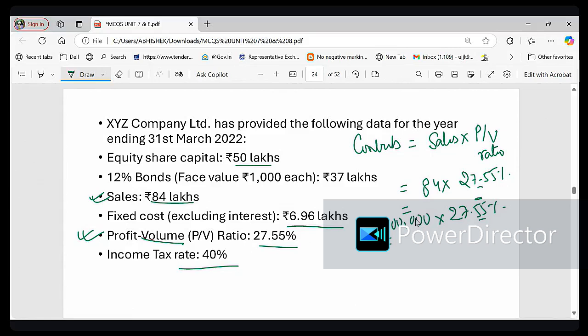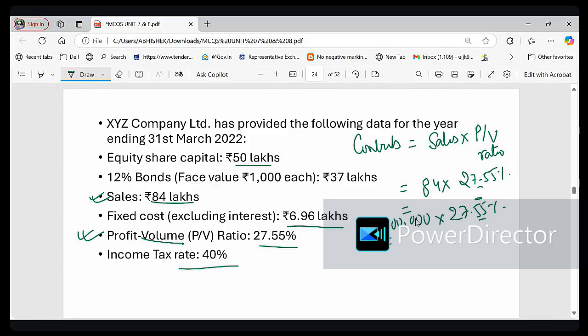So, P by V ratio, what it means is, it tells us the profitability of each rupee of sale. Means, for 1 rupee you are selling, how much profit you are getting. That is what this P by V tells you. And if you multiply the P by V by sale, this will give you the contribution. So it is profit per unit volume. If you are selling 1 unit, how much profit you are generating, that is what this P by V ratio is.